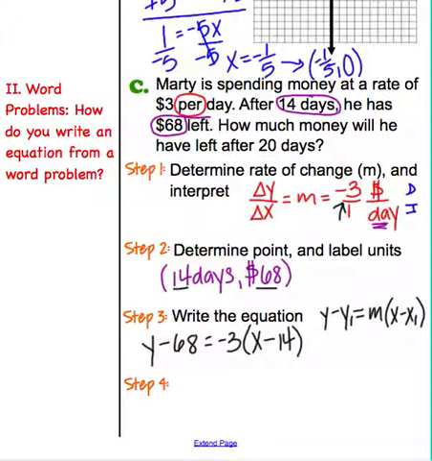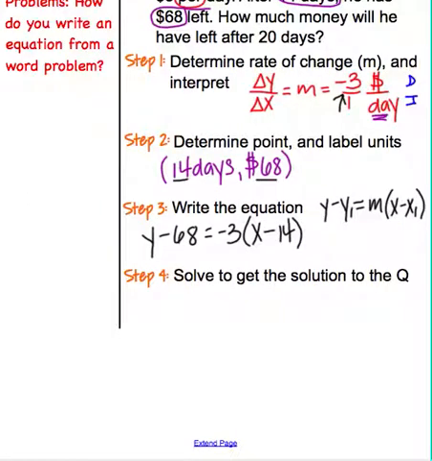So then our fourth step is going to be to solve to get the solution to the question. So our question wants to know how much he'll have left after 20 days. Well, this is kind of a screwy equation, so if you recall, it's a lot easier to work with slope-intercept form. First thing we're going to do is get this solved for y, because it'll make our life a lot easier. So we have y minus 68, and I've distributed that -3, so we get -3x, and negative times negative is positive, and 14 times 3 is 42.